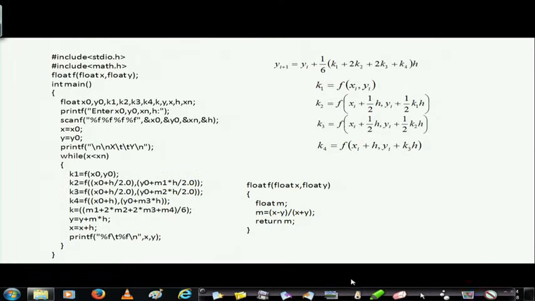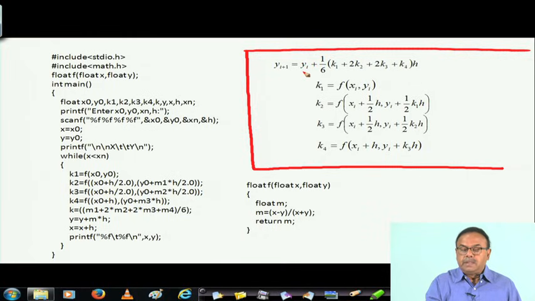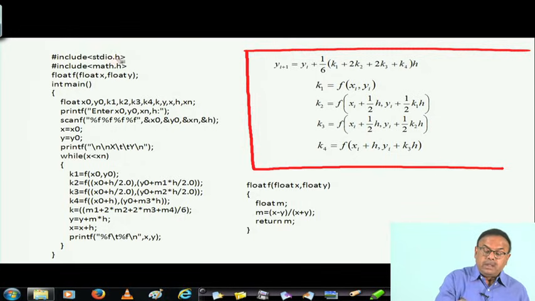On this side, I have kept what we learnt till now, right. yi plus 1, that means in our case the temperature at 480 degree is temperature at 240 degree plus this, and K1 is f(x, y), K2 is f(xi plus half h, yi plus half K1 h), etc., etc. So, now let us look at the program.